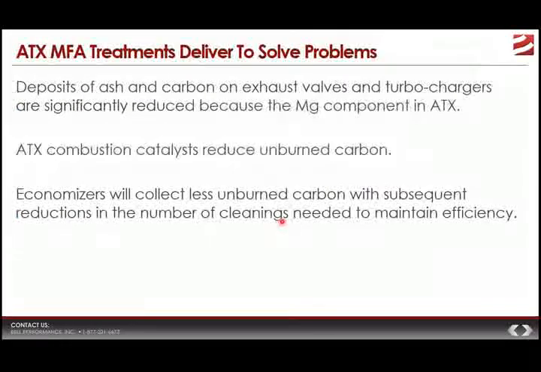So magnesium treatments that are in the ATX multifunctions, that's what MFA stands for, not only deliver organometallic combustion catalysts, they also deliver magnesium deposit modifiers that fix hot corrosion and cold corrosion deposits. Some of the operational benefits someone who uses ATX would see is, first of all, a reduction in the buildup of deposits of ash and carbon on all areas of the system where those may tend to build up. They would see reduced unburned carbon because of the combustion catalyst. They'd see cleaner economizers as well.